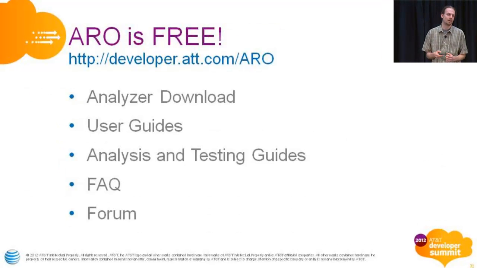How much does it cost? It's free. We're competing with the Intel folks who are talking just before me, who are also offering their optimization for free. So go to developer.att.com/arrow. You can get the analyzer download, which is what interfaces with the emulator for running the traces. We've got user guides. We've got a lot of documentation on how to run tests, on how to do the analysis. We've got an FAQ. We've got forums. A lot of great information out there.